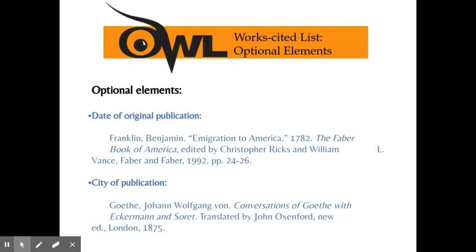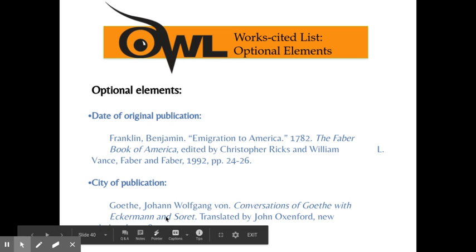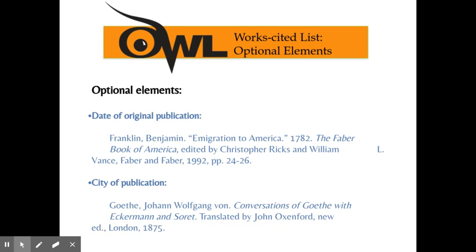And then optional elements: the date of original publication. So when it was originally published versus the most recent date of publication, you could include that. And the city of publication, which is the location that we were talking about a few minutes ago, which is, for Conversations of Goethe with Eckermann and Soret, it was published in London.